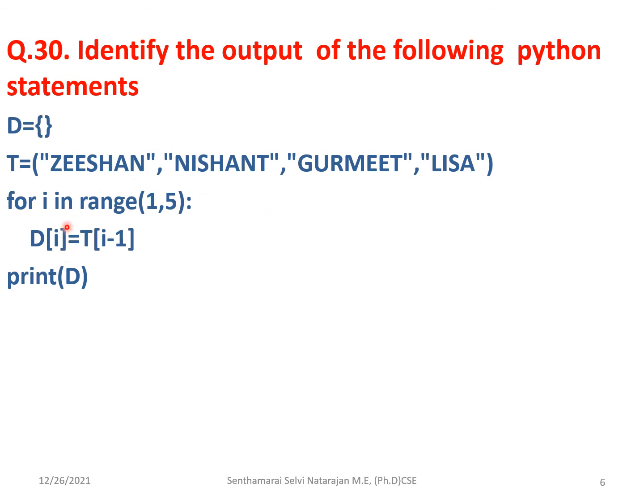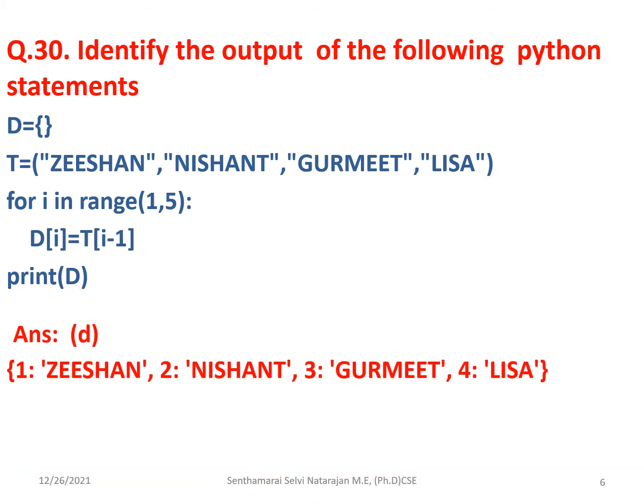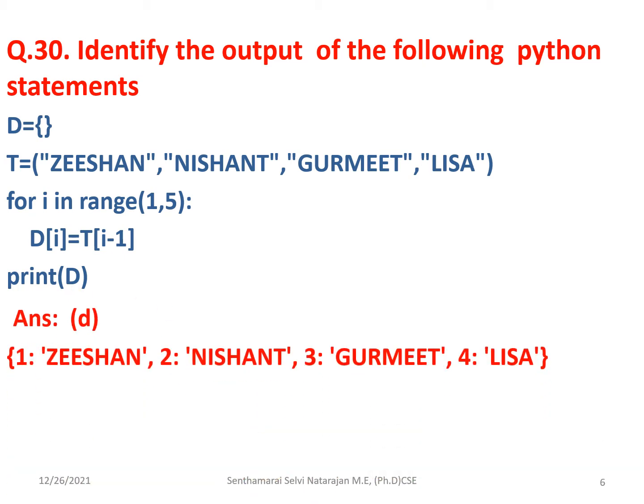So likewise it will keep assigning, and then the statement is to print the d. You know that a dictionary is in the form of key value pairs, and you will get the output in the form of 1 as Jishan, then Nishant, then Guru and then Meet. So here you know that it is of key value form, so 1 is the key, 1 Jishan, 2 and then 3 and then 4. So based on the key value pair it will be placed.